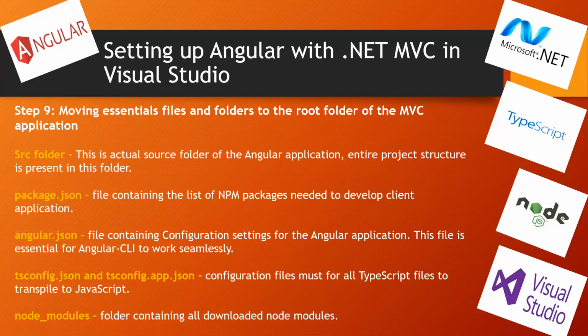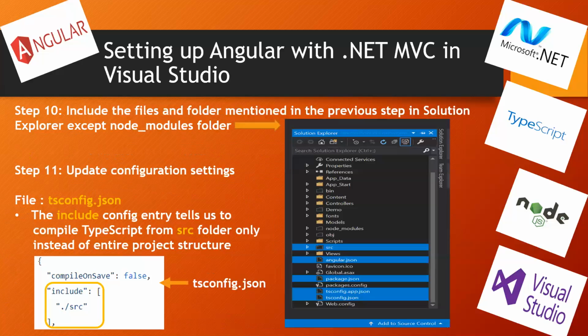Then we have tsconfig.json and tsconfig.app.json. These are configuration files which must be included for all the TypeScript files to compile to JavaScript. And we have node_modules, which contains all the required Angular modules or node modules needed to run the application. Next step is we include the files and folders mentioned in the previous step in Solution Explorer, except the node_modules folder.